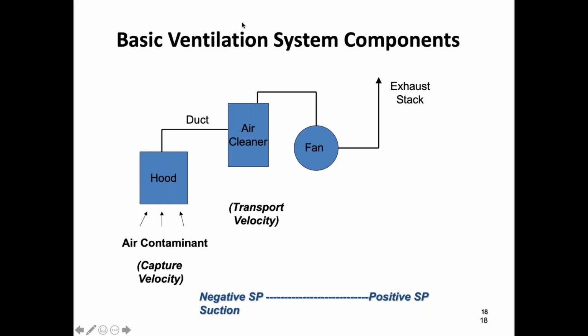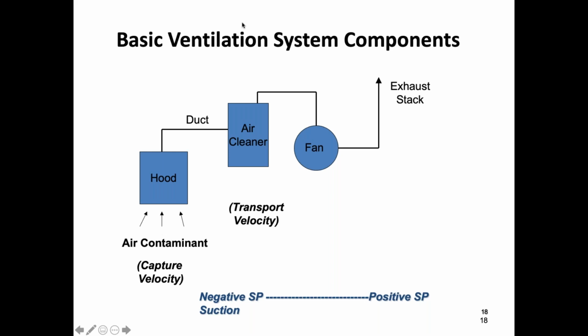Now that you got that crap being pulled, crap is a technical term for dangerous materials in industrial hygiene. Now you got that crap being pulled into this hood. We know that it's got to be pulled in at different velocities. First, you need to get the air moving at the point where you're collecting it fast enough to grab it before it can get to the worker. That velocity is called the capture velocity.